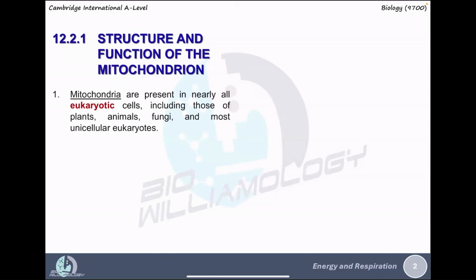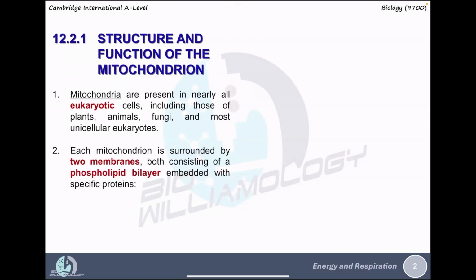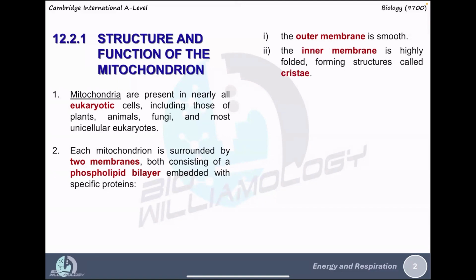Mitochondria are present in nearly all eukaryotic cells, including those of plants, animals, fungi, and most unicellular eukaryotes. Mitochondria are double membrane-bound organelles, which means that each mitochondrion is surrounded by two layers of phospholipid bilayer embedded with some specific proteins. The outer membrane is smooth. However, the inner membrane is highly folded. The folded regions of this inner membrane are known as cristae, singular crista.